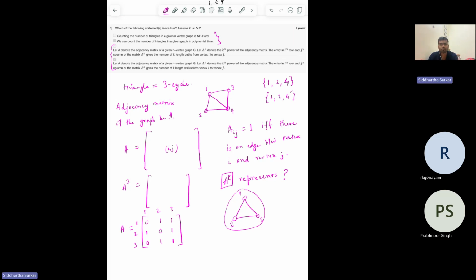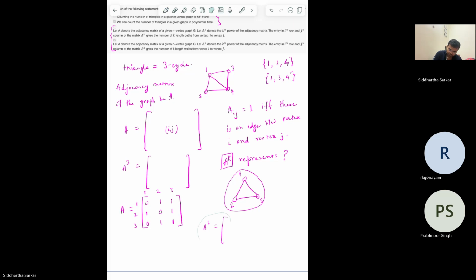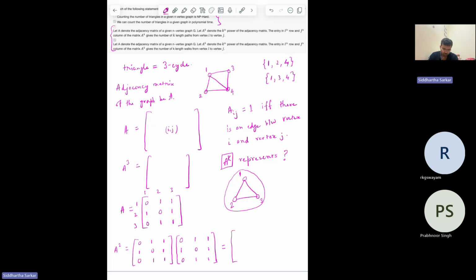Okay. So now I'm going to compute A square. Maybe I'll just compute it here. Multiplying A with A. And this would be a Boolean product. No, this is matrix multiplication. It need not have 0, 1 entries only. So I'm first computing the first entry of the matrix. So this row is multiplied with this column.